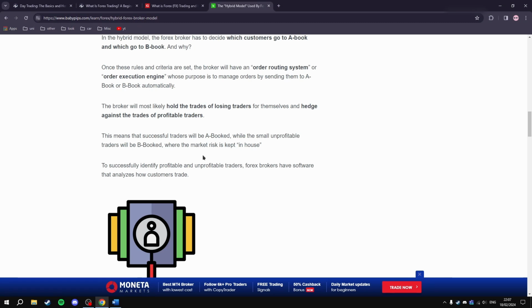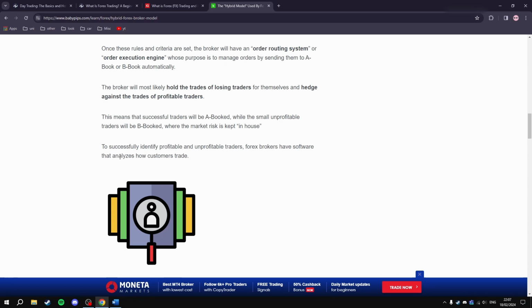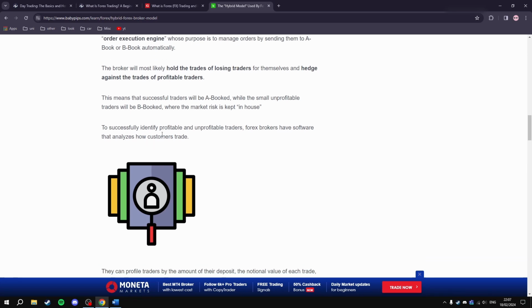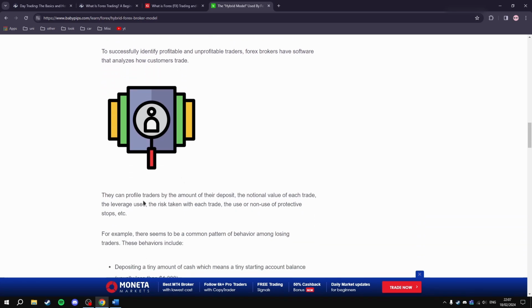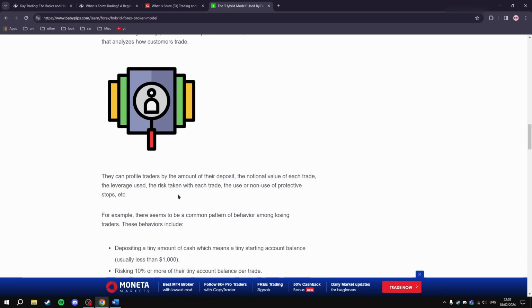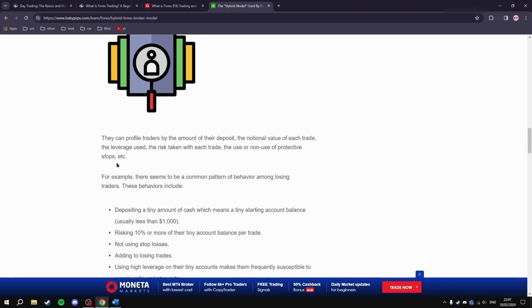This means that successful traders will be A-booked, while small unprofitable traders will be B-booked, where the market risk is kept in-house. To successfully identify profitable and unprofitable traders, Forex brokers have software that analyzes how customers trade. They can profile traders by the amount of their deposit, the notional value of each trade, the leverage used, the risk taken with each trade, the use or non-use of protective stops, etc.